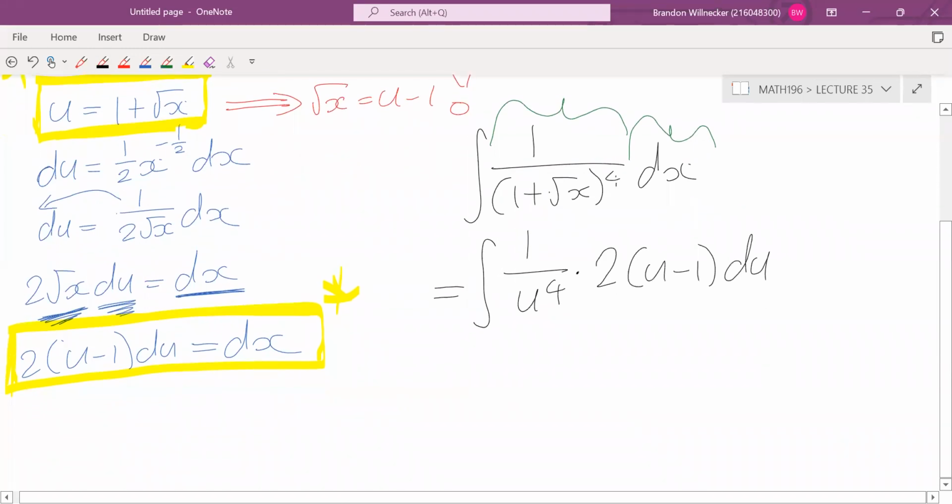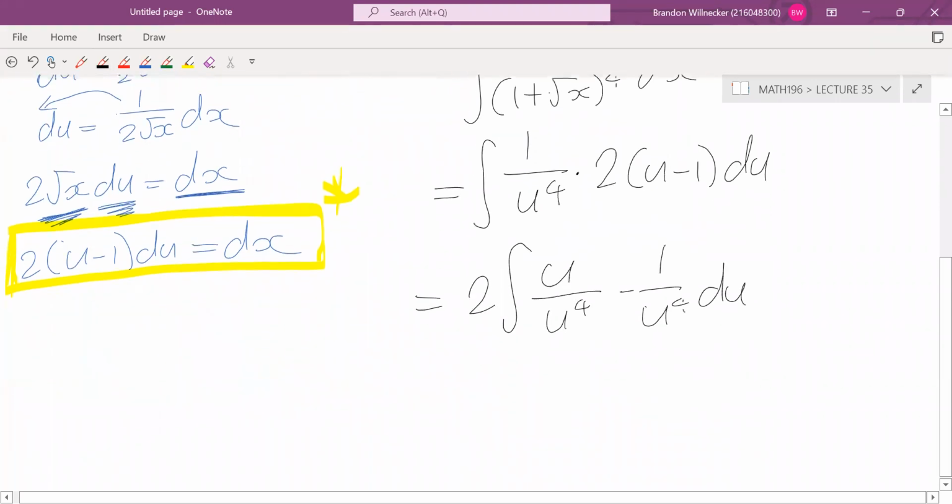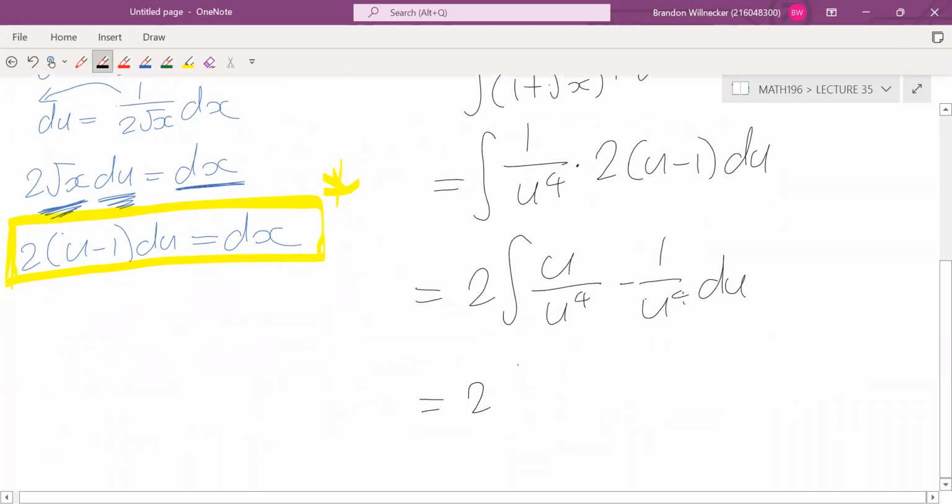Okay, now we've got an integral in terms of u. So this is going to be 2 times the integral of u over u to the 4 minus 1 over u to the 4. Let's just simplify with the exponents there. So u over u to the 4, that's u to the minus 3. 1 over u to the 4, that's u to the minus 4.